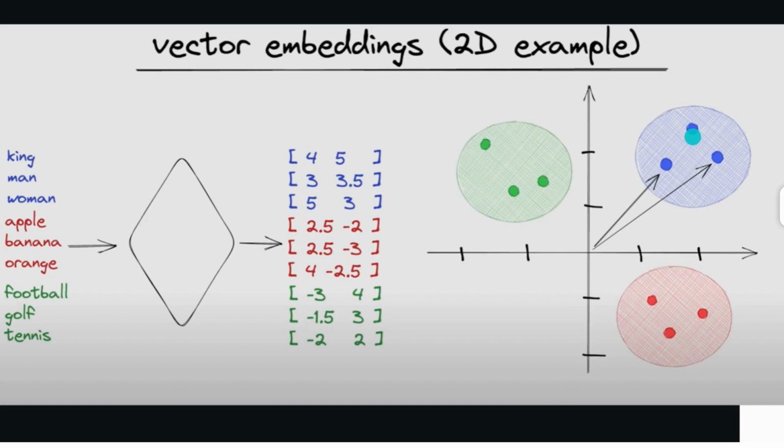What you'd notice is that king and man are close to each other. And why are they close to each other? Because they have similarities in their semantics. Semantics just means meaning. It's big English for meaning.